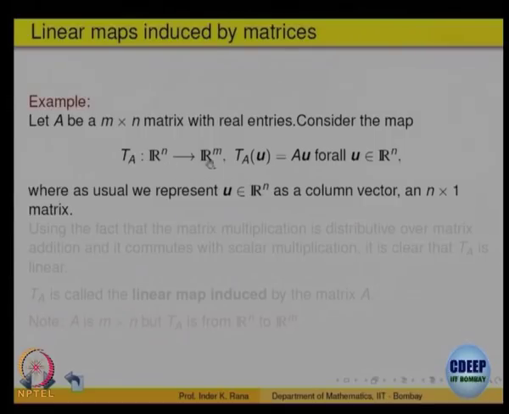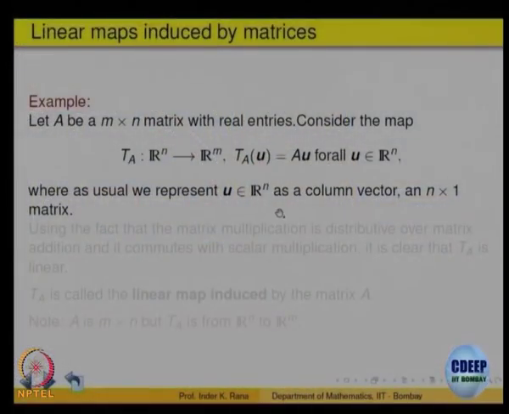So, this transformation we are writing as T lower A, T indexed by A. It depends on the matrix A. Question is, is this a linear map? Obviously, it is linear because we have observed the matrix multiplication distributes over addition. If you take vectors u1 and u2 and add them and multiply the sum with the matrix A, it is the same as multiplying A with u1, adding it to A multiplied with u2. Similarly, for scalar multiplication.